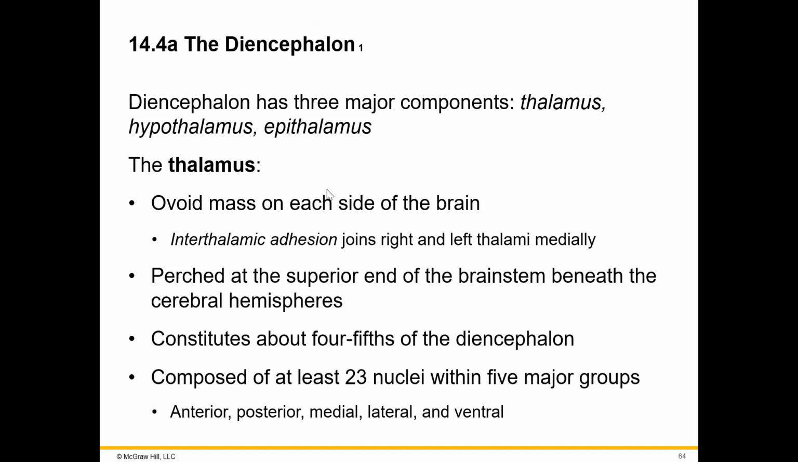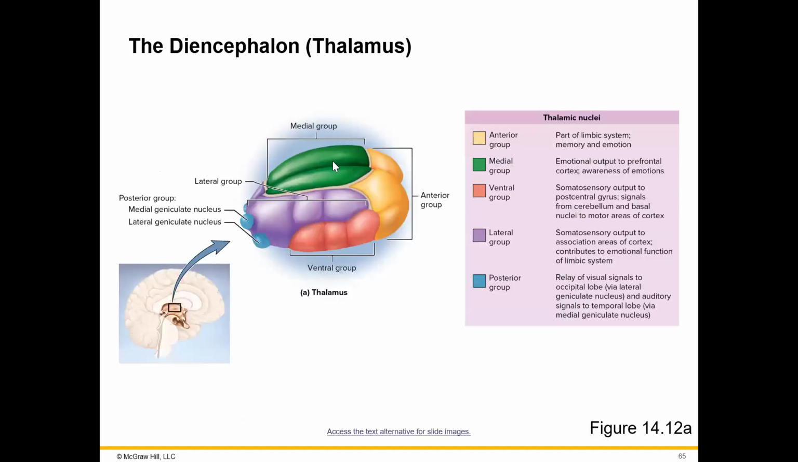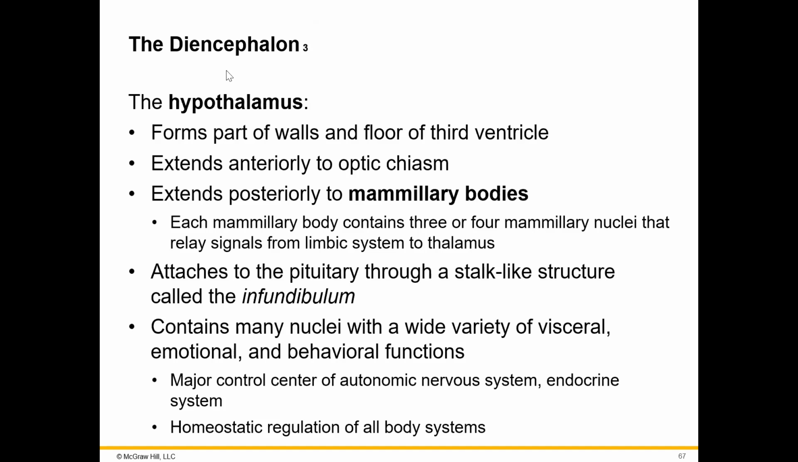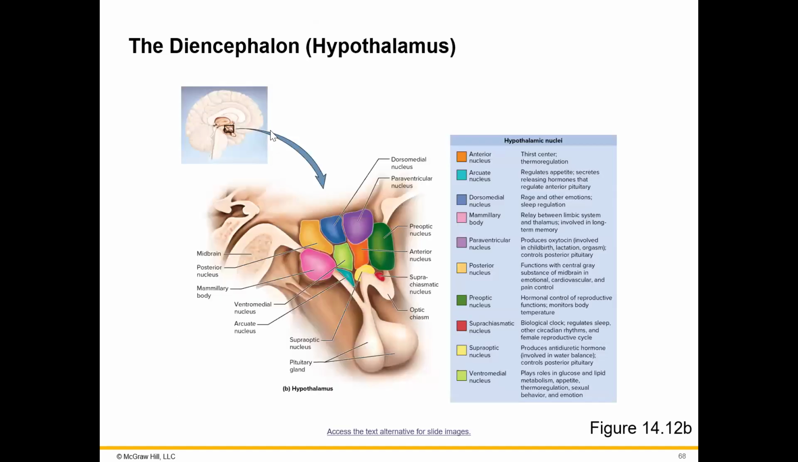The diencephalon has three major components: the thalamus, the hypothalamus, and the epithalamus. The thalamus is an ovoid mass on each side of the brain, and the diencephalon is where you have your thalamus, and then another part of your diencephalon is the hypothalamus, and it forms part of the walls and the floor of the third ventricle.